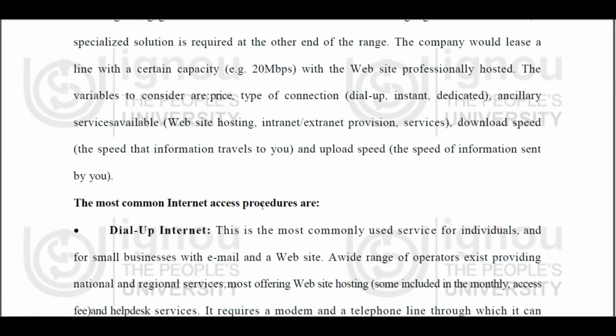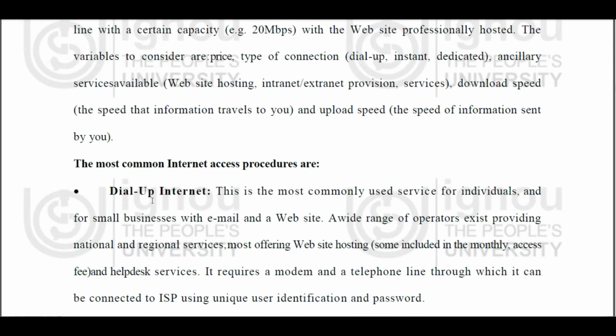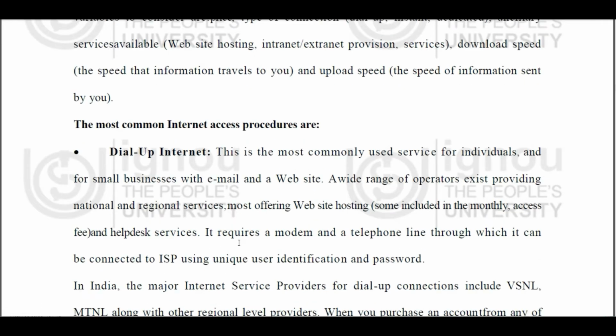The most common internet access procedures are: one, dial-up internet. This is the most commonly used internet service for individuals and for small businesses with email and a website. A wide range of operators exist providing national and regional services, most offering website hosting, some included in the monthly access fee, and help desk services. It requires a modem and telephone line through which it can be connected to the ISP using a unique user identification and password.